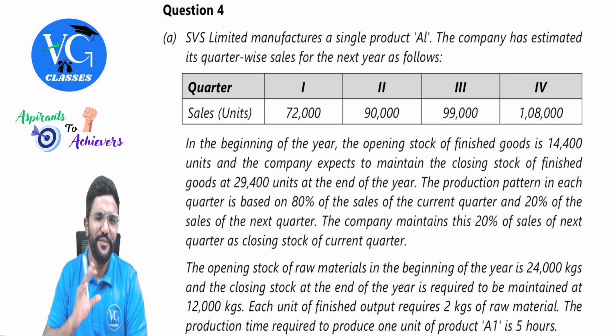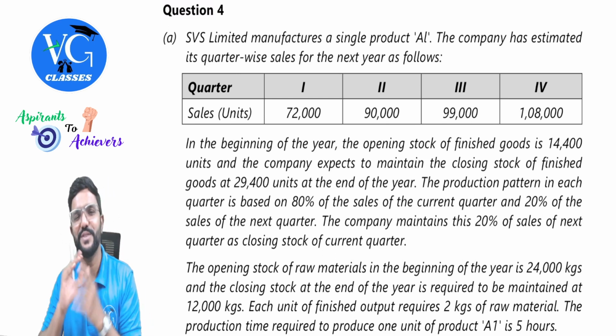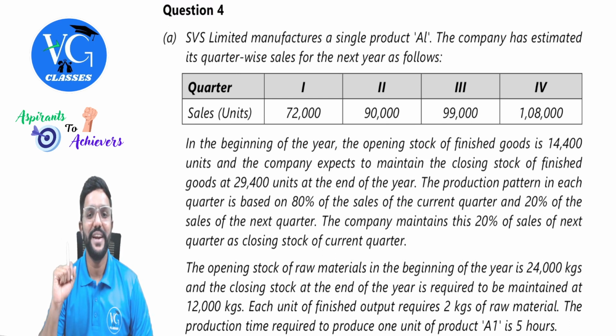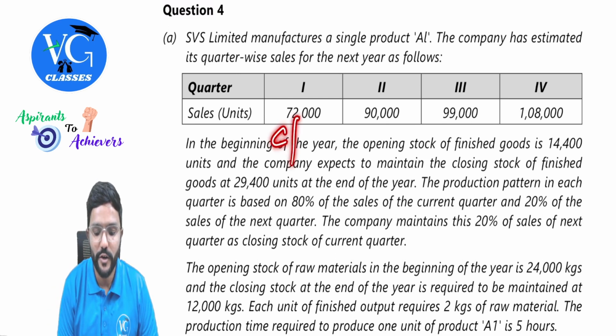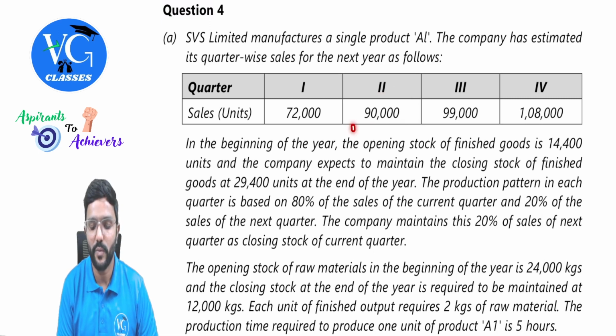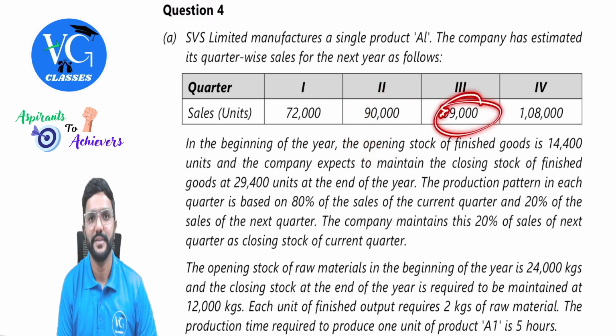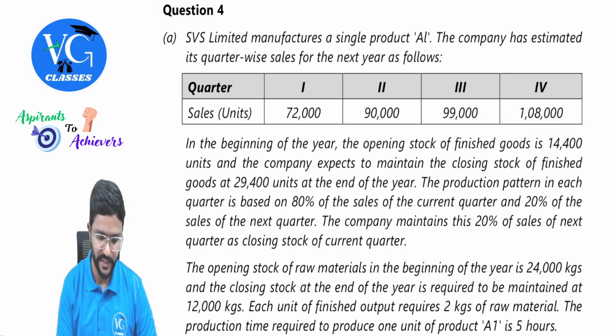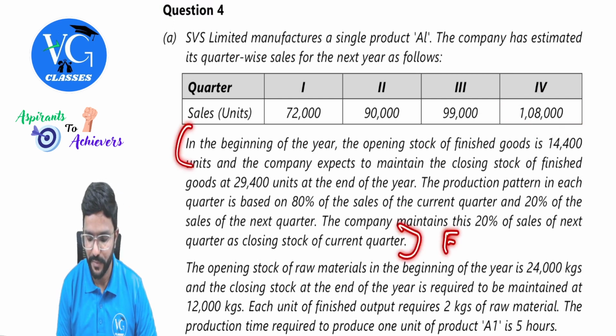Do you feel that same to same thing we have seen somewhere? The company maintains this 20% of sales of next quarter as closing stock of current quarter. So the closing stock of quarter 1 is 20% of 90,000. Same way, the closing stock of second quarter is 99,000 into 20%. What is the closing stock for Q3? That is 1,08,000 into 20%. Very easy. So all this information was with respect to finished goods, guys.